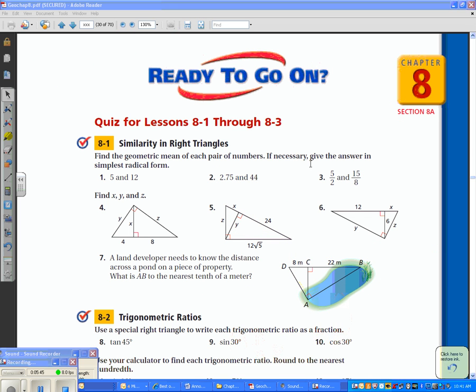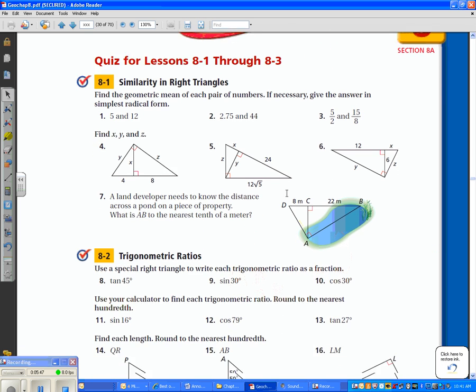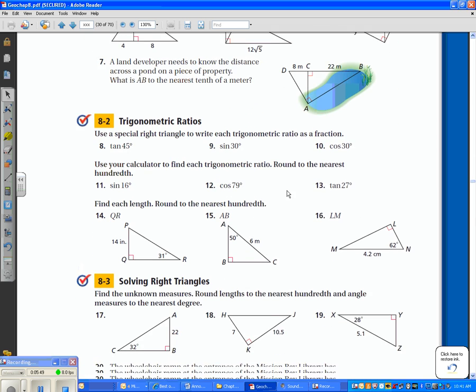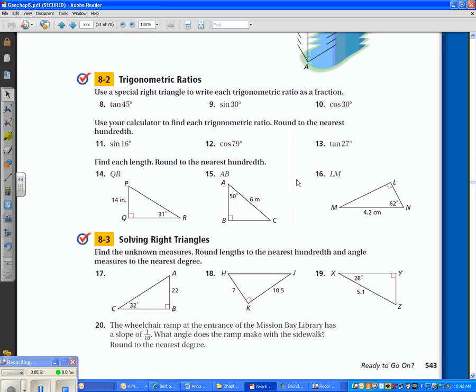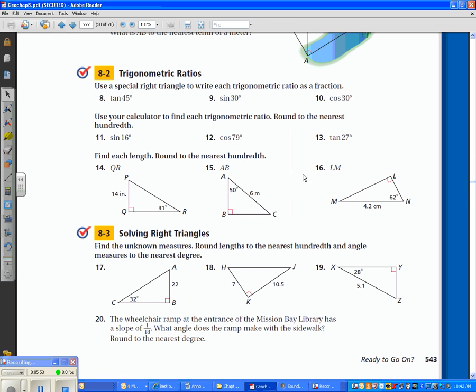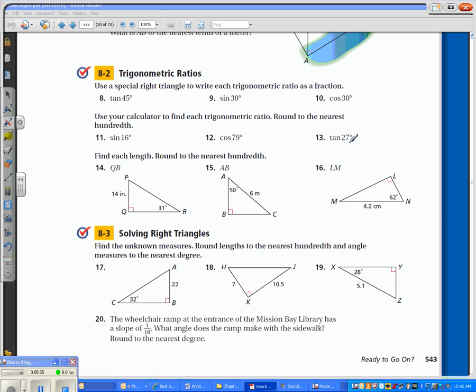Okay, the next half, most of you guys did get correct, so I'm not going to spend a lot of time on it. Number 14 and 16, a lot of you guys solved for everything. They only wanted QR for 14, and they only wanted LM for 16. So I'll do LM because I think this is the one that most people got incorrect out of the two. So LM, we want to find out what LM is.